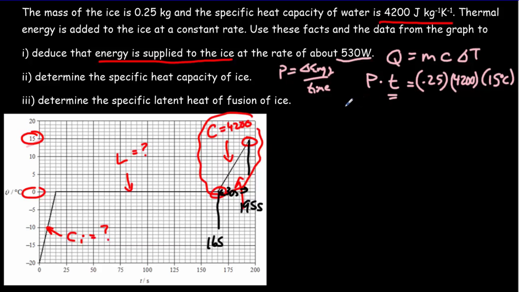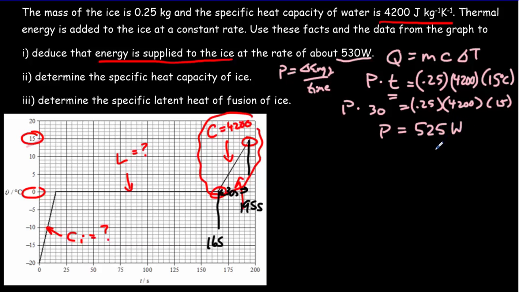So we've got that power times 30 must equal 0.25 times 4200 times 15. And if you work that out, you should get 525 watts, or 525 joules per second. And then going to two significant digits, that would be 530 watts. So there's part I.